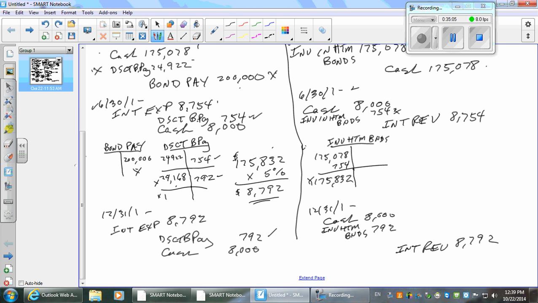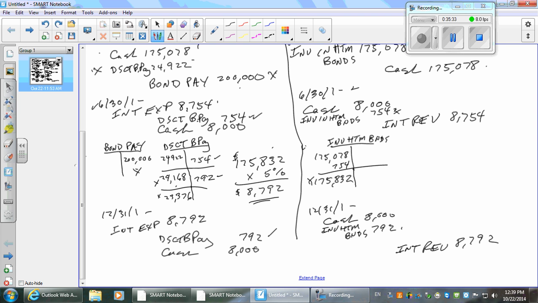Just keep trying to do things in your head, don't you? You're going to get cured of that. 24,168 less 792. What was it, guys? 23,376. What's the carrying value now? 200 less 23,376. It just got bigger, right?